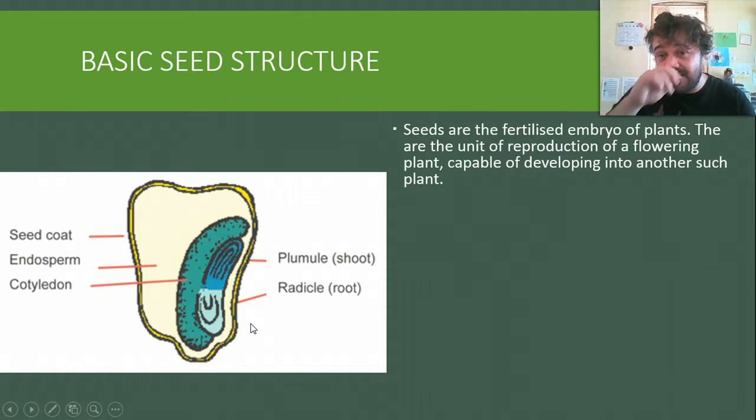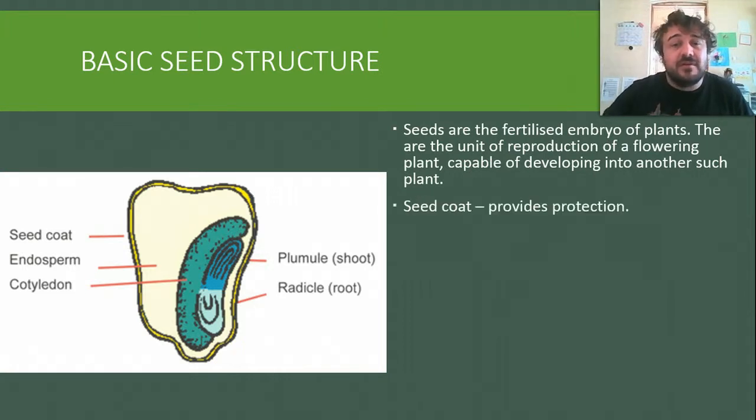So let's have a look at a couple things. So what is a seed? Basically, it's the fertilized embryo of a plant. They're the unit of reproduction of a flowering plant and capable of developing into a whole plant. So one seed is where the whole plant comes from. And yeah, it's the reproductive unit.